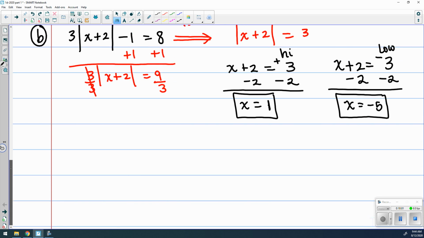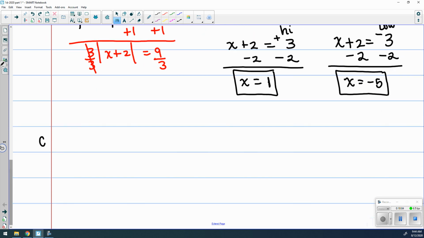All right, I'm going to have you write one more problem down. This is letter C. This problem is the absolute value of 3x plus 2 equals 4x plus 5. This is kind of a toughie. This is a brain buster. I'm not going to solve it right now, but I'd like you to think about what should we do here?